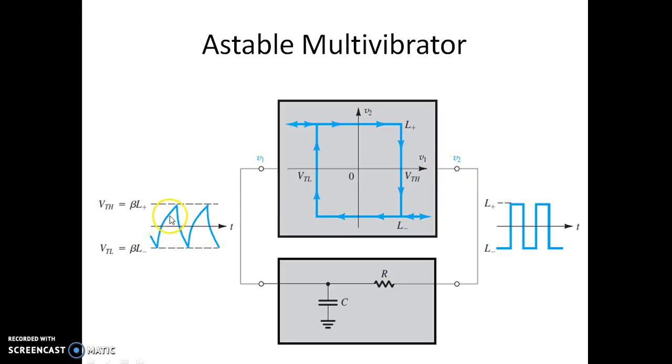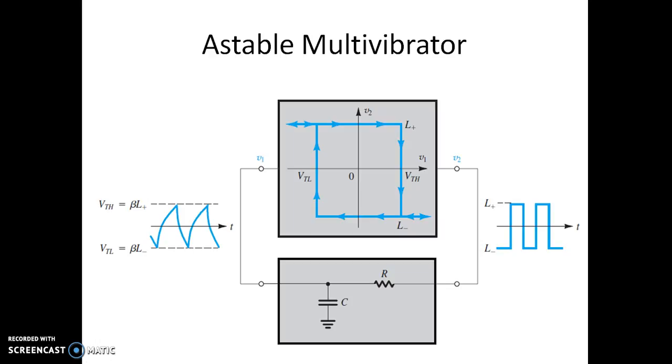When the capacitor voltage exceeds VTH, the output makes a transition from plus VSAT to minus VSAT. If the capacitor voltage tries to go below VTL, the output makes a transition from minus VSAT to plus VSAT.